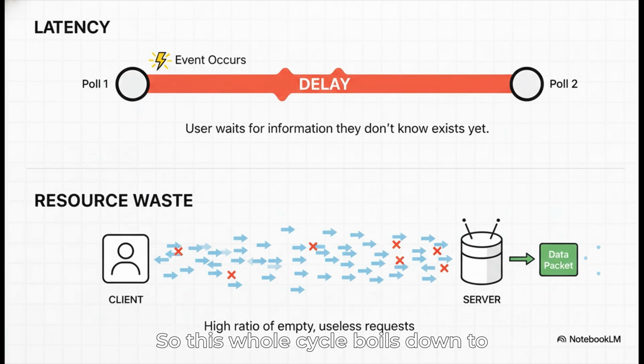So this whole cycle boils down to two huge problems. First, you've got latency. I mean, what if something important happens right after your client asks? Well, you're not going to know about it until the next polling cycle. That's a built-in delay. And second, it is just so incredibly wasteful. All of those requests, they eat up bandwidth, they burn CPU cycles on both ends, and for what? Most of the time, they come back completely empty.